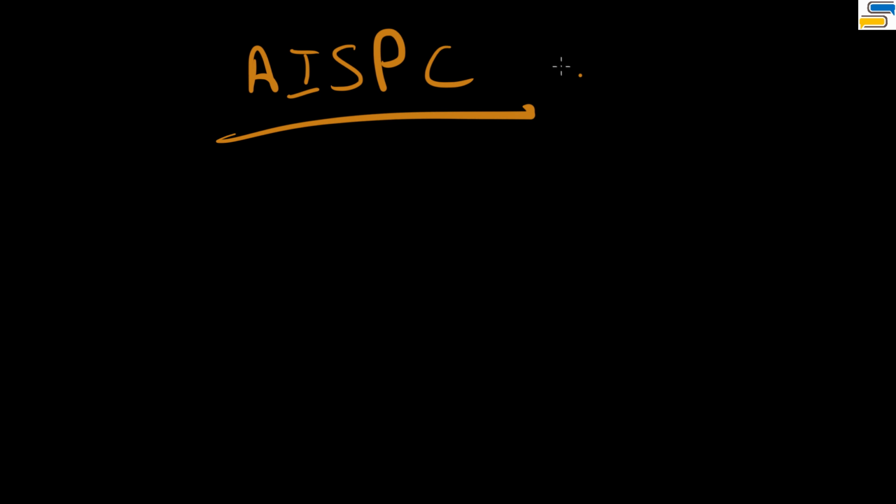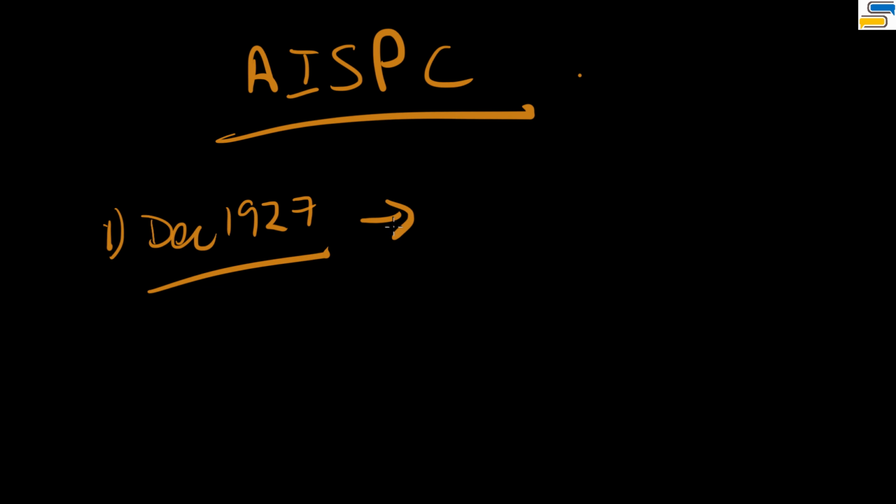Now, before we end this lecture, I would like to talk in a little more detail about the All India State People Conference. This AISPC was formed in December 1927. It was actually convened, not formed, at that time by three main people. Who were they? They were Balwantrai Mehta.